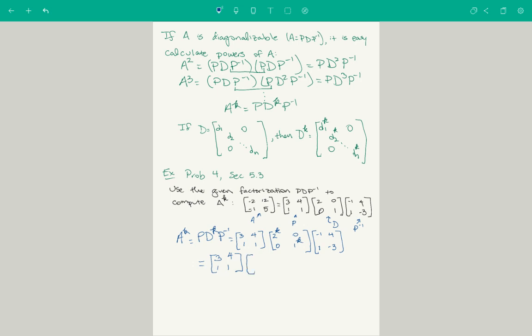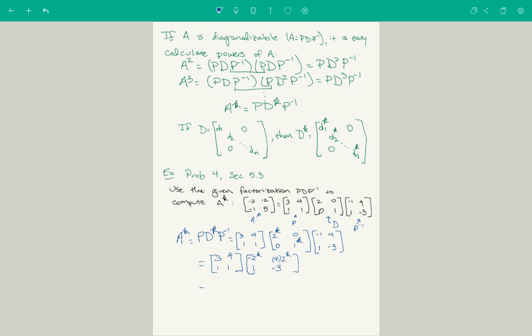I'm multiplying these rightmost 2 matrices, so I've got 2 to the k times negative 1 plus 0 times 1, so that's negative 2 to the k. And then in our upper right corner, we've got 2 to the k times 4 plus 0 times negative 3, so it's just 4 times 2 to the k. And then in our bottom left, we've got minus 1 times 0 plus 1 to the k times 1. 1 to the k is, of course, just 1, so here's just 1. And then we've got 4 times 0 plus 1 times negative 3, so it's just negative 3.